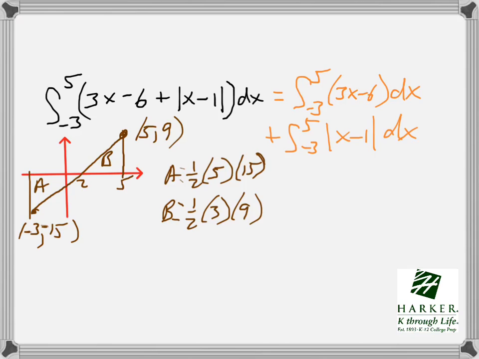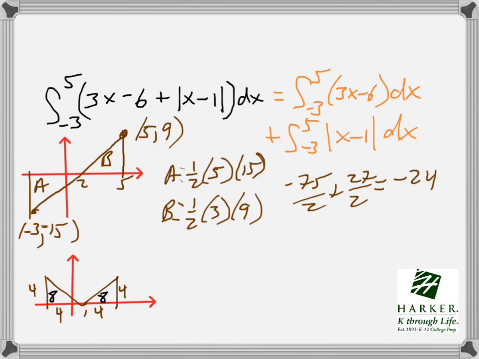Now remember, the A part is going to be negative. That's negative 75 halves, and the B part is 27 halves. If I can add correctly, which I very well could have gotten wrong, but we'll assume I did, it's negative 24. If I didn't, feel free to correct me. So that's just that part.